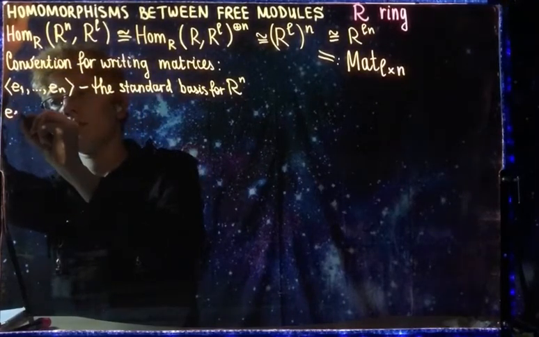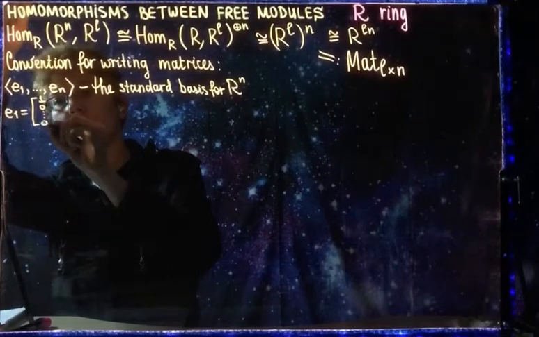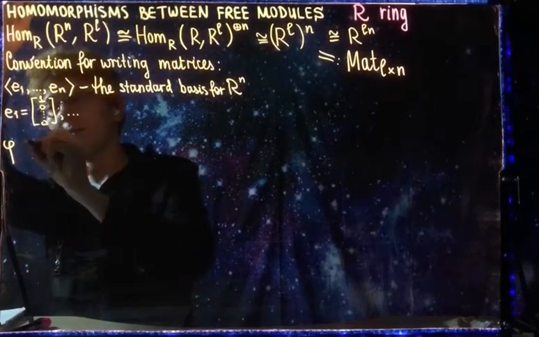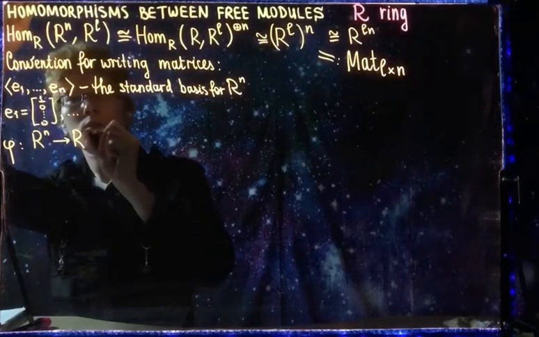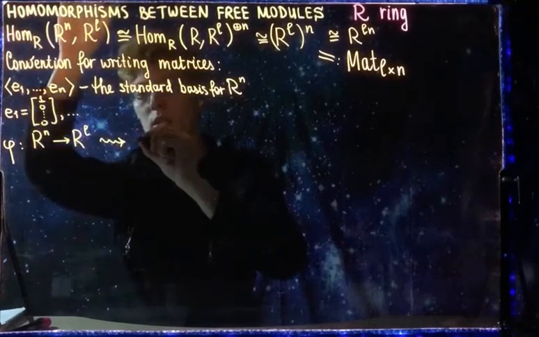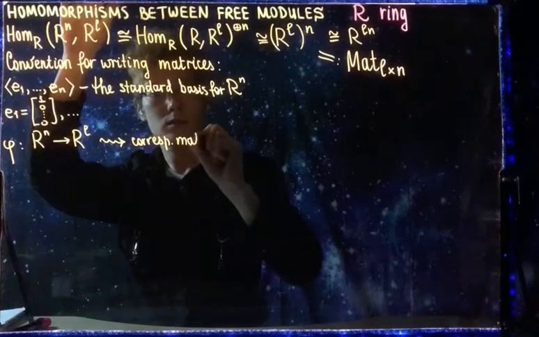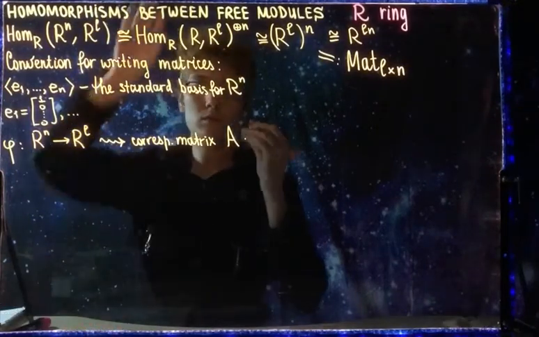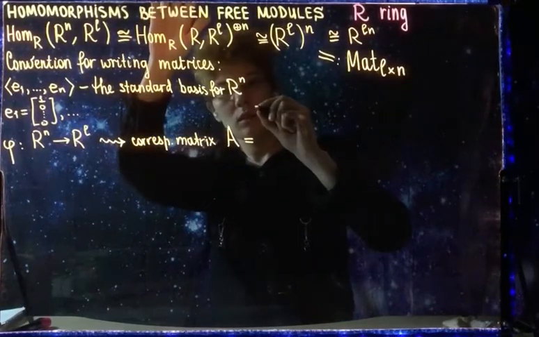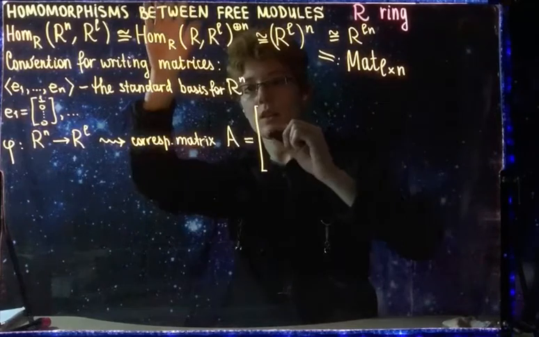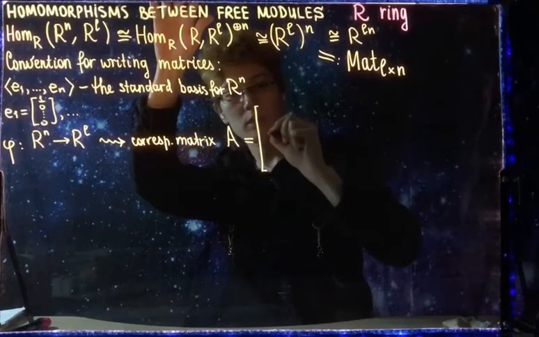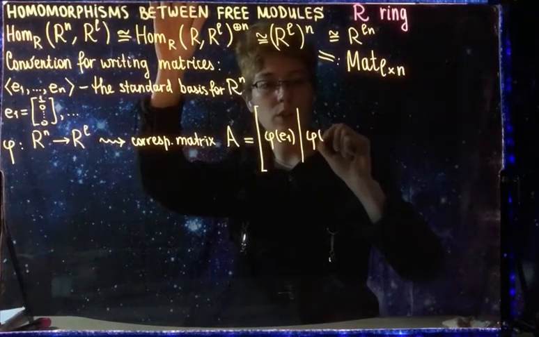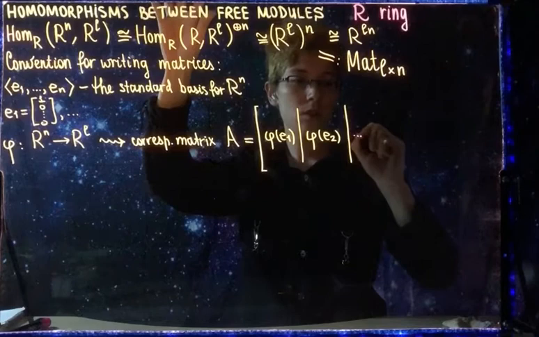So E1 is this tuple 1, 0, 0, 0, etc. Then, if I have phi from Rm to Rl, then the corresponding matrix I write by columns, and the first column will be the coordinates for the image of E1, the second column will be the coordinates for the image of E2, etc.